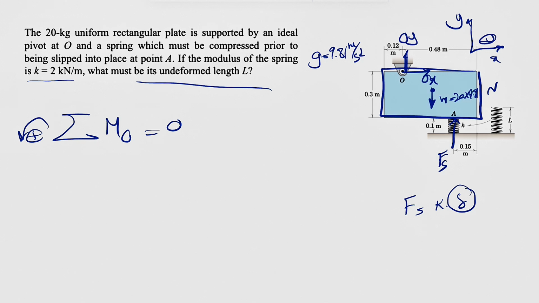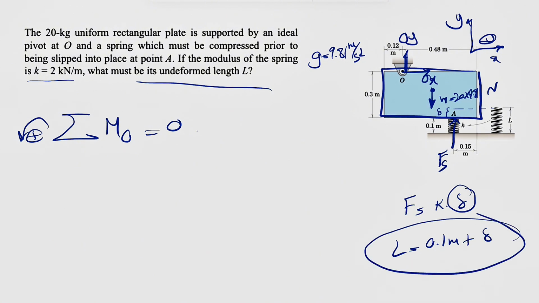So we should be able to find the displacement, which would be the difference between the undeformed length L and the length that we have now, or basically this difference that we have in here is going to be our displacement. So for finding the L, we just have to add 1.1 meter plus our displacement, and this is what the question is asking. So let's just find the displacement in the spring. So let's see what we have.